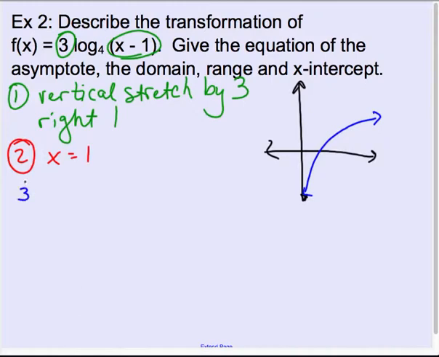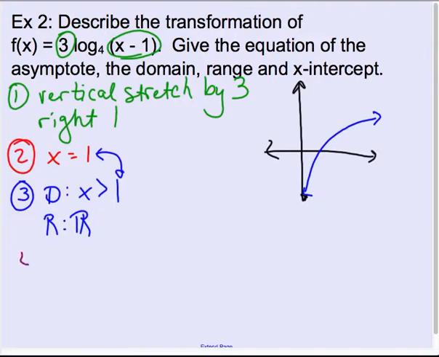The domain and range. Domain for a log function is x is greater than 0, but now we're taking a look, we shifted everything right 1, so that shifts our domain right 1 as well. And for the log function, the domain and the equation of the asymptote will look similar. And our range is still all real numbers. That wasn't affected when we stretched it and shifted it.